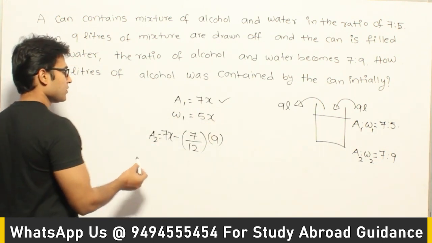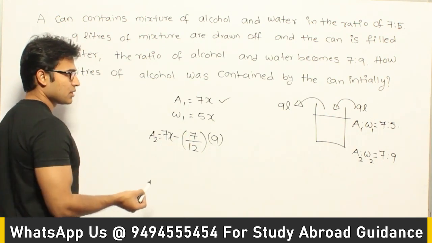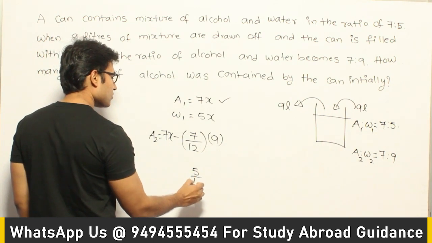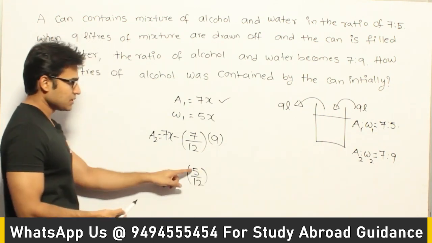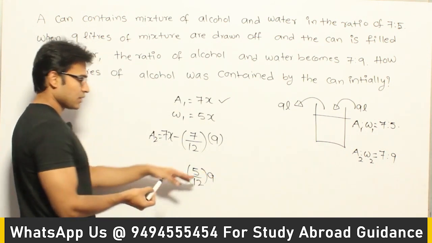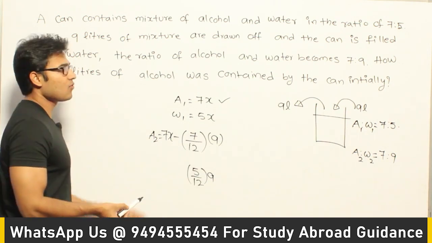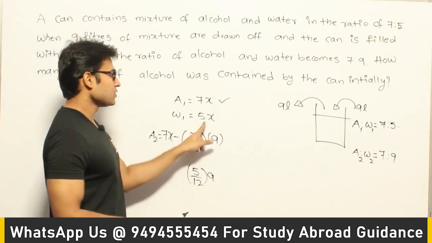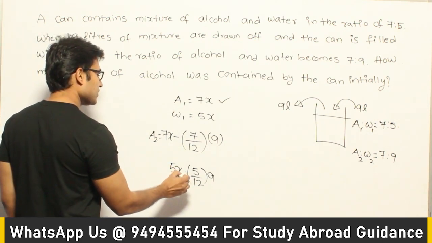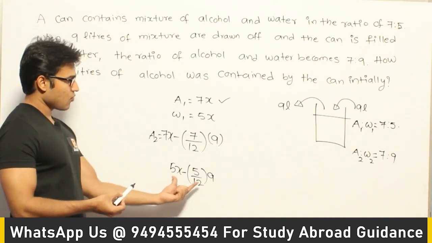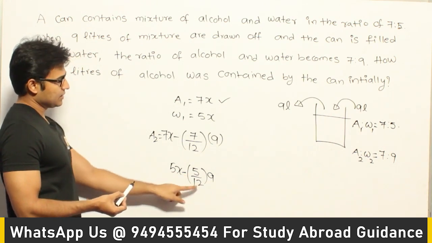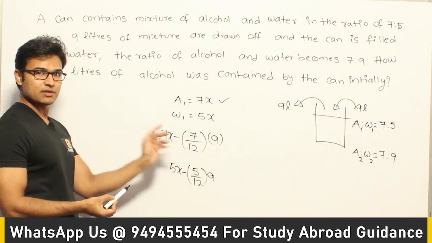Then what about water? The concentration of water initially is 5/12, isn't it? So if I remove 9 liters of a mixture containing 5/12 parts water, the amount of water that will go out is 5/12 into 9 liters. The initial amount of water is 5x. Therefore after removing 9 liters of the mixture, the amount of water remaining will be the initial amount of water minus the water that is removed.